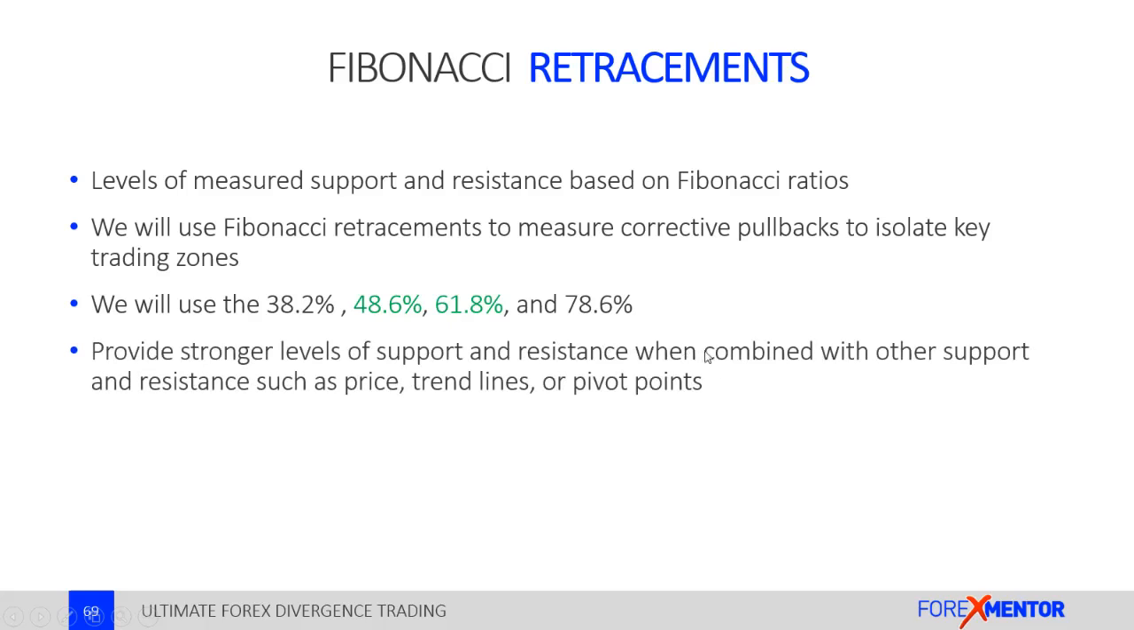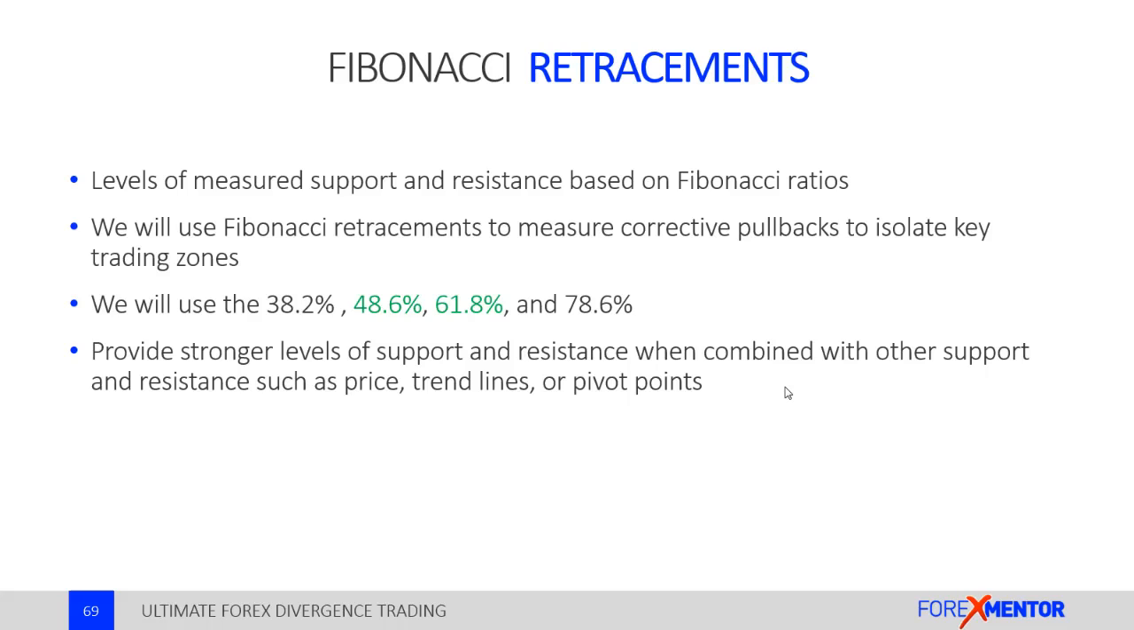These provide stronger levels of support and resistance when combined with other support and resistance reasons such as price, trend lines, or pivot points, even other Fibonacci levels. If we measure different swings with different high points and different low points, and we can get the Fibonacci numbers to line up, we call those overlapping fibs, and those could give us a bit more support and resistance and be more powerful. Obviously, these levels also have more significance on the higher degree time frames.